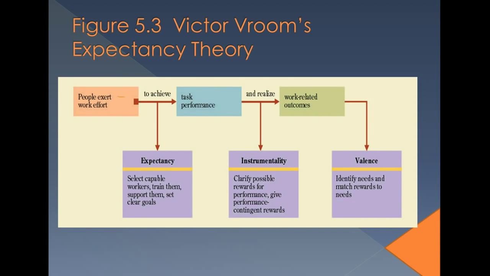So this is actually the theory in a flow chart, and you can see people exert work effort, and they do that to achieve a task, to complete a task, and then they get a work-related outcome. And offshoots of these are the three topics that we're talking about. It's sort of how his theory works.